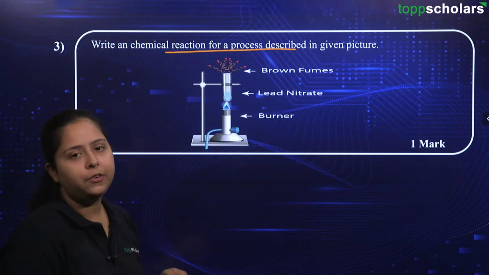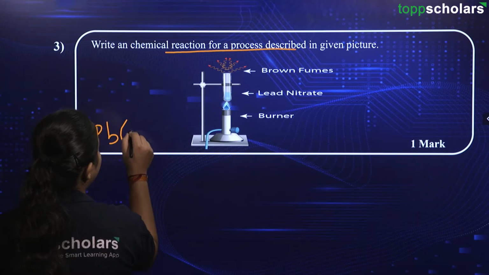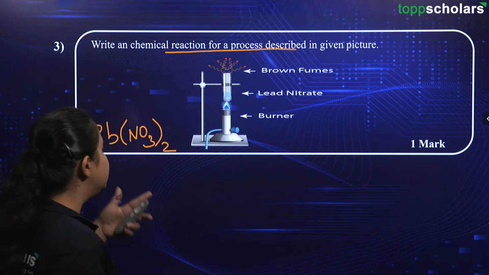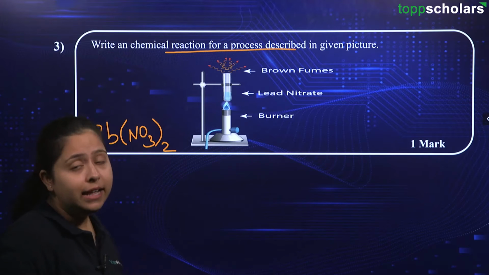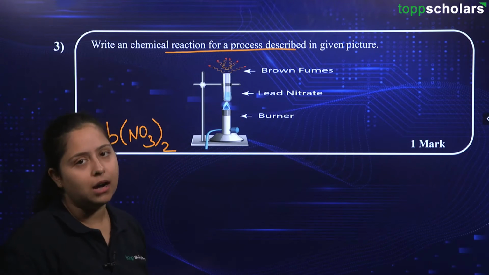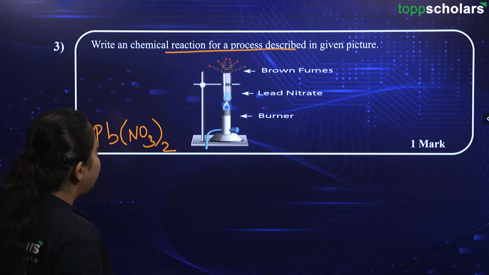Here we have lead nitrate. Its formula is Pb(NO3), and this will be twice. Okay, so this is lead nitrate. What are the products that you should know? And then you should also balance this equation to get this 1 mark. Okay, so lots of things to do just for 1 mark, but it's worth it, right?